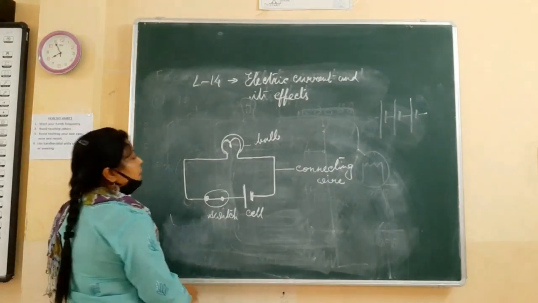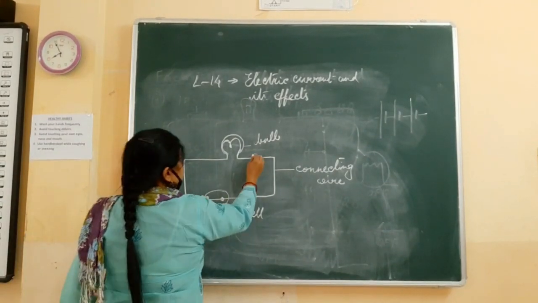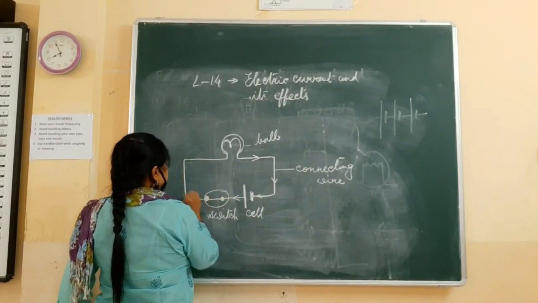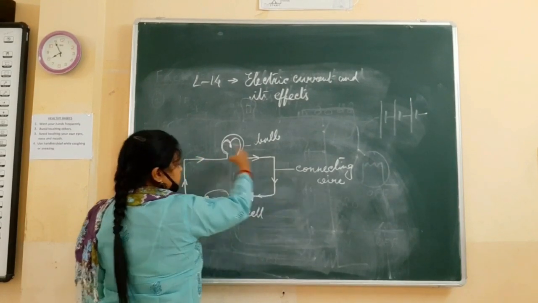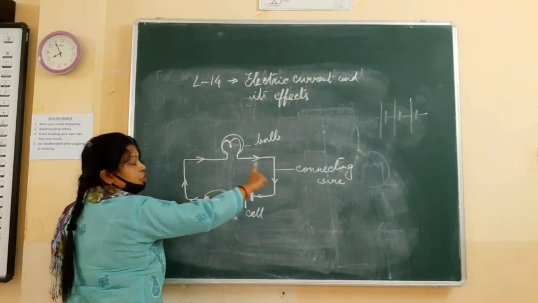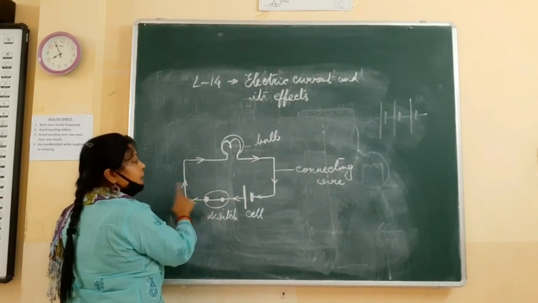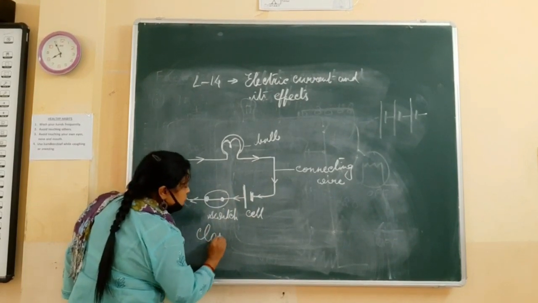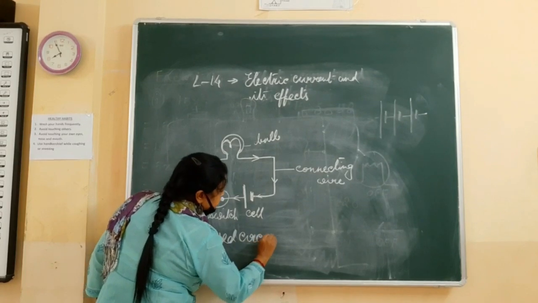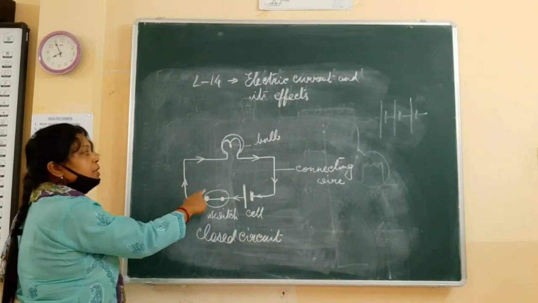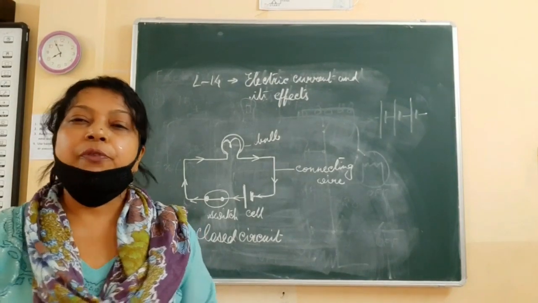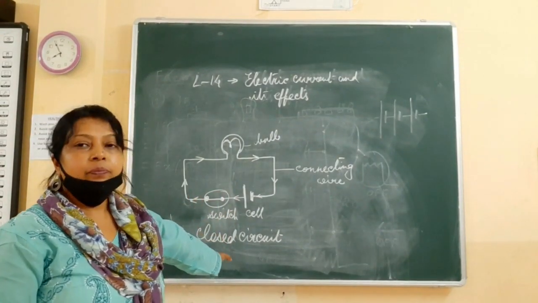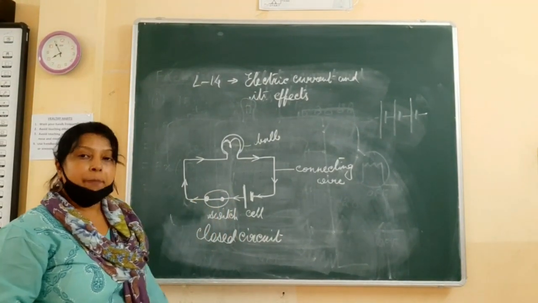Clear? Now here the electricity flows from the positive terminal of the cell to the negative terminal of the cell. We can see that there is no break in between the path. So this is known as a closed circuit, and this is the circuit diagram where we are using different symbols for the electrical components. So this is completely a closed circuit where there is no break.